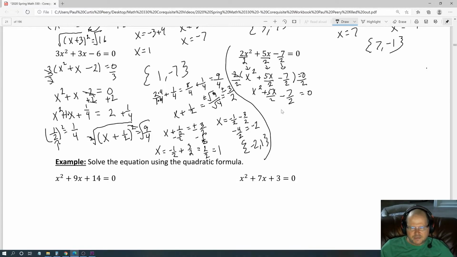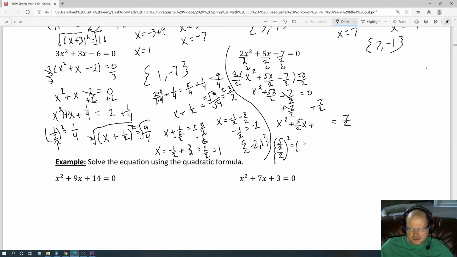Next, we want to get these constants from the left side to the right side. So we end up with x squared plus 5 half x plus, we haven't figured it out yet, is equal to 7 halves. Now what we do is we take half of 5 halves, but we're halving it, right? Looks like a complex fraction. Most of the ones you're going to have in your homework are not going to be this bad.